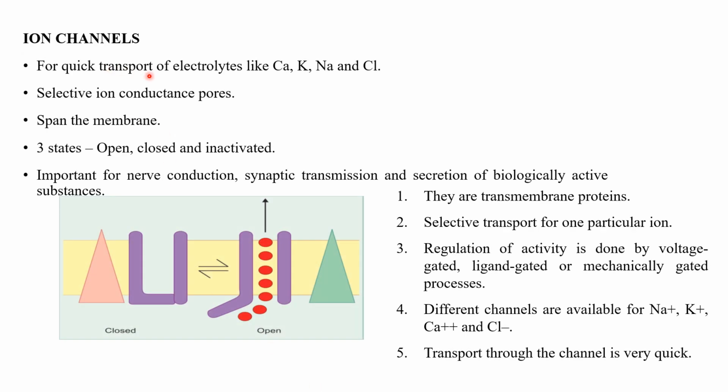Ion channels are meant for quick transportation of electrolytes like calcium, potassium, sodium, and chlorides. They are meant for selective ions and span all through the thickness of the membrane. A few are in closed state, a few are open, ready for transportation, and a few are in inactive state. They are transmembrane proteins and perform the selective transportation of one particular ion.